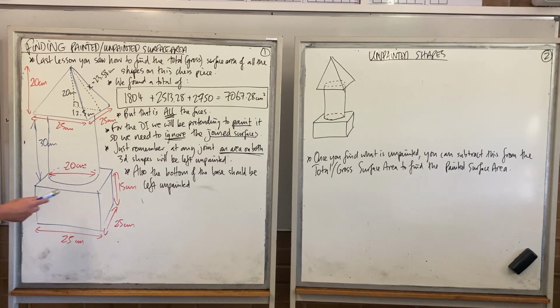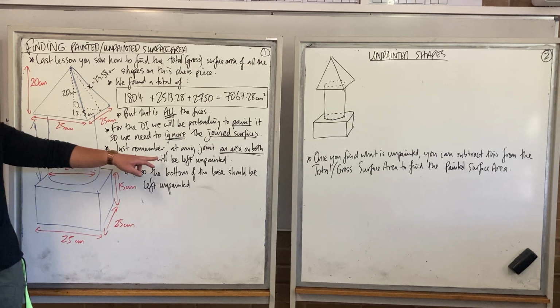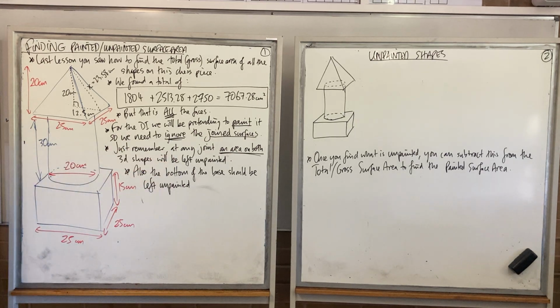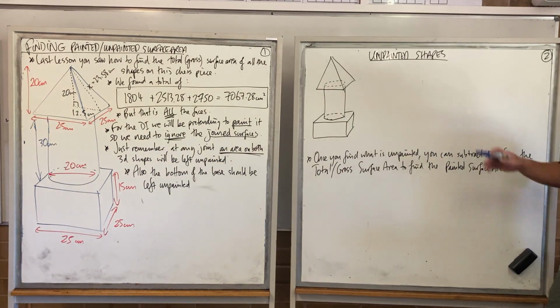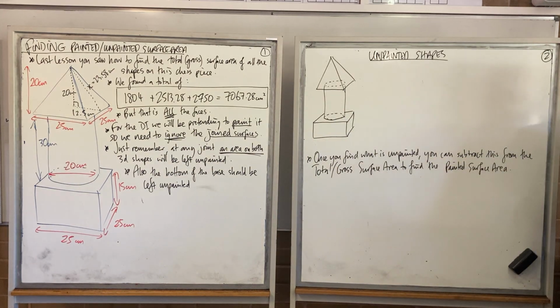And so for the DI, we're pretending to paint it, so we need to ignore joint surfaces. Just remember, any joint, an area on both shapes will be left unpainted. Also, the bottom of the base should be left unpainted. So I want to demonstrate that maths to you here. The unpainted shapes of this design.